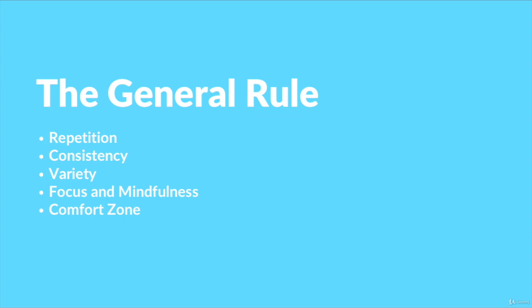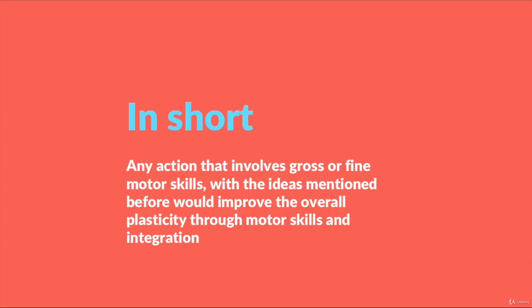So, in short, any action that involves gross or fine motor skills, with the ideas mentioned before, you would improve the overall plasticity through motor skills and integration. And of course, same thing goes for sensory integration. When you want to work on certain senses more, you would do that. You should pick the senses that you want to focus on, if not all of them. And of course, you need to pick the motor skills that you want to work on and improve. And you follow the steps that we mentioned before: comfort zone, focus and mindfulness, variety, consistency, and repetition.